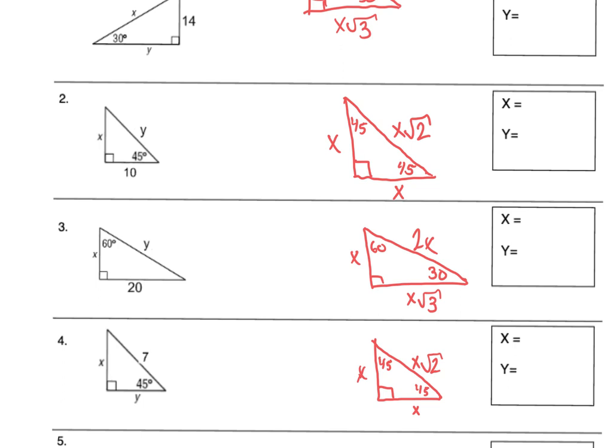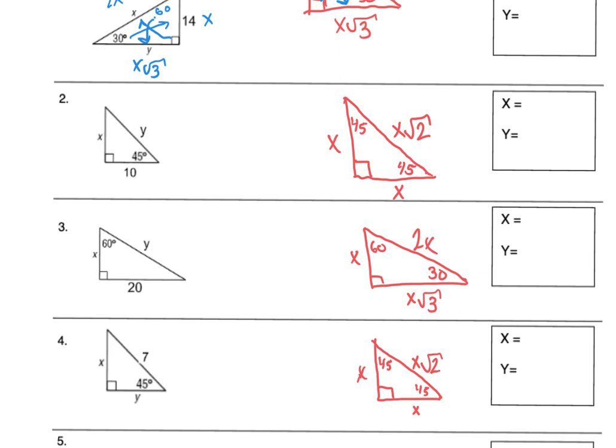Let's look at number 1 here. This is a 30, 60, 90 triangle. Across from 30, if we look at our formula over here, across from 30 is x, so this is x. Across from 60 is x radical 3, so across from this 60, I'm going to call this x radical 3. And across from 90 is 2x, so across from this 90, I'm going to put 2x.